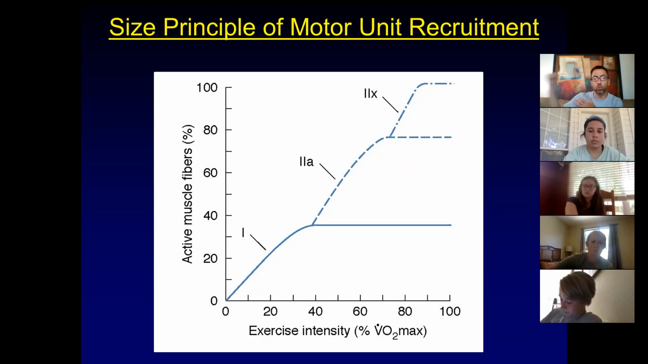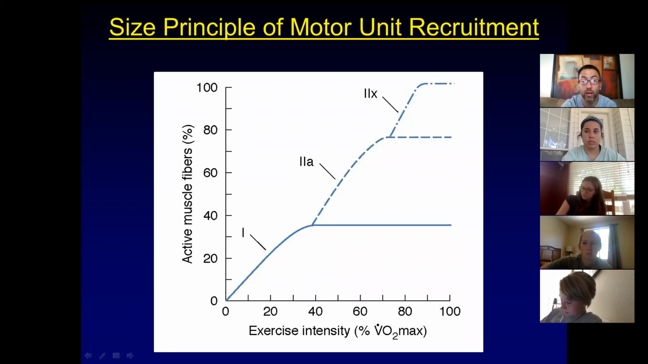And then if I want to go from lifting a lightweight to a more moderate weight, I'll turn on those same type 1 units that I used the first time, but they're not going to give me enough force to be able to do the lift. So then I start recruiting some type 2A motor units to get more and more muscle fibers. And I do that until I get the desired amount of force.